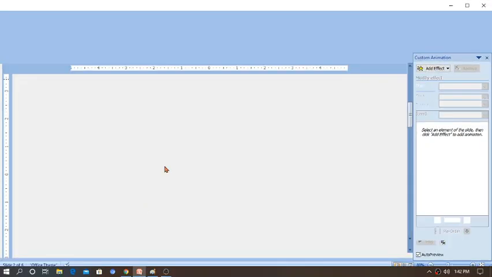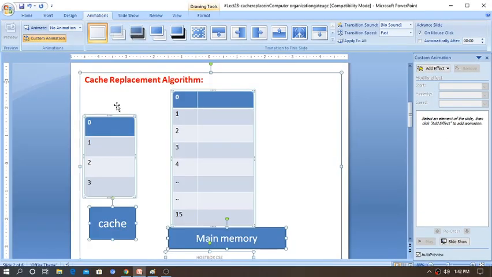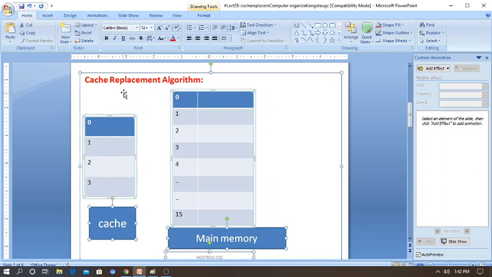This is a tutorial helpful for GATE, UGC NET, some of the college level competitive exams, as well as the university exams also. Today we are going to see the topic called cache replacement.